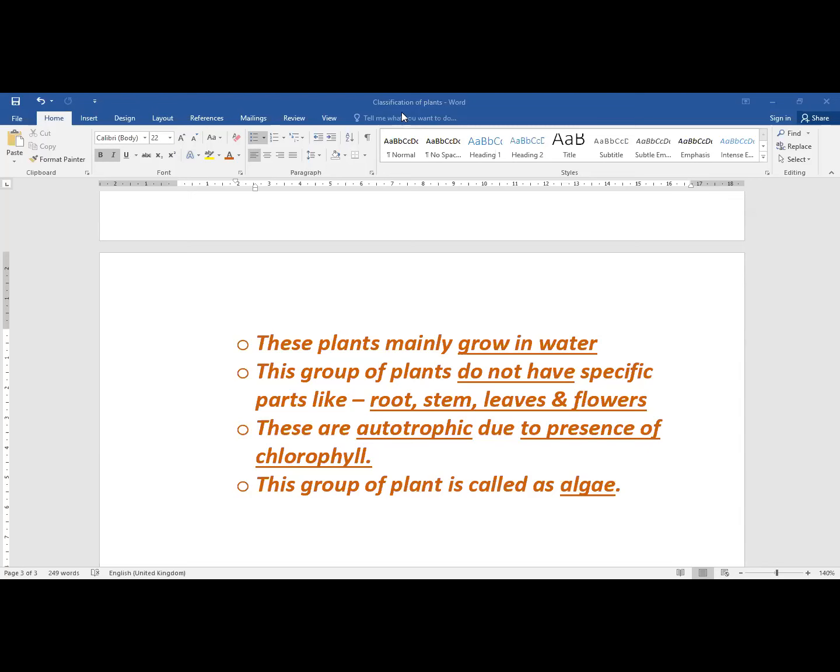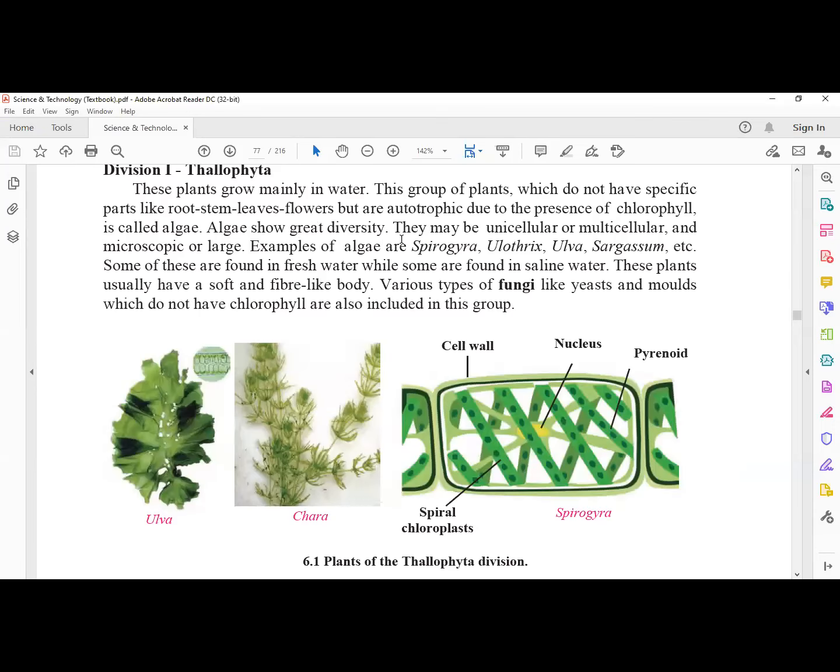Next one. So the structure of algae is given over there. Examples of algae are Spirogyra, Ulothrix, Alba, then Sargassum, etc. So you might have seen these things. Mainly on watery surfaces you will find algae, which we have seen everywhere. Now in rainy season you will find all these types of algae in your surroundings. Some of these are found in fresh water while some are found in saline water.